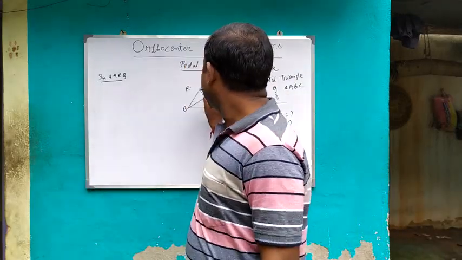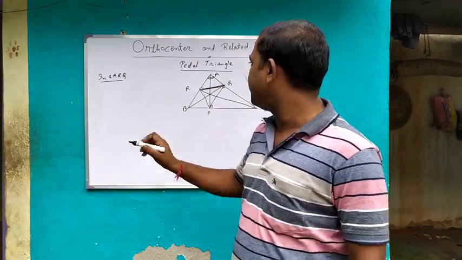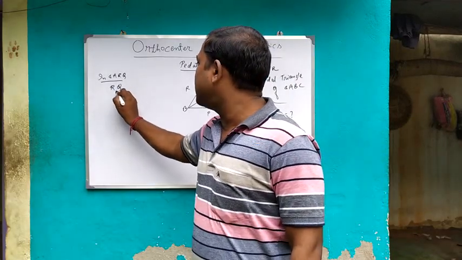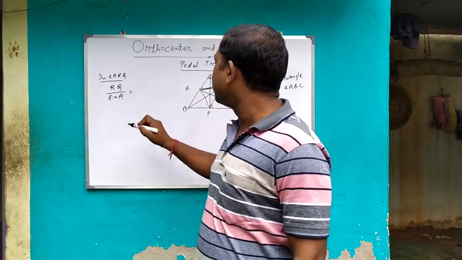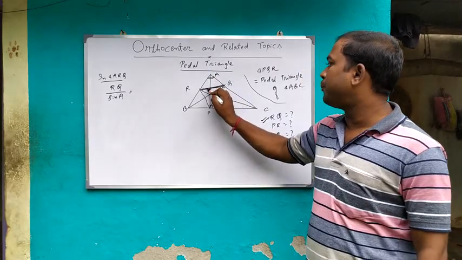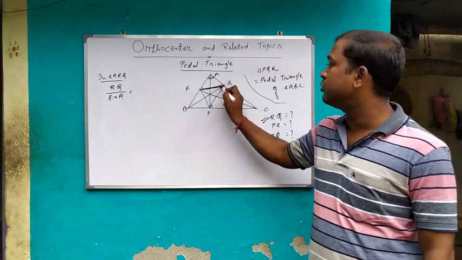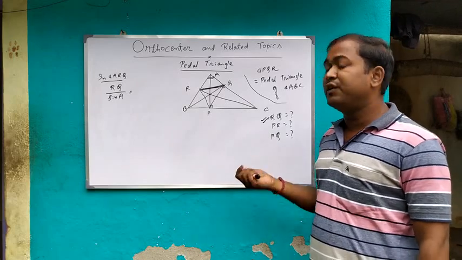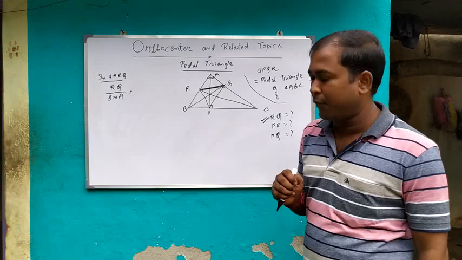We will write RQ, opposite to angle A. This angle is angle A. So we will write RQ by sine A, that is equal to AQ upon this angle. We still don't know what this angle is. So we will not go through that path. We will think of some alternate way.